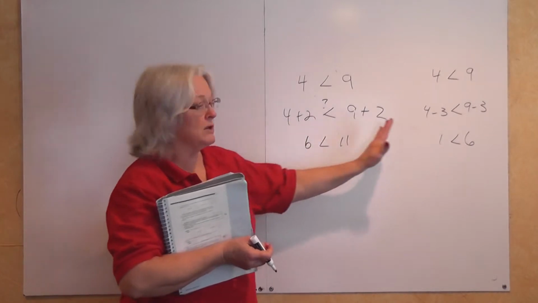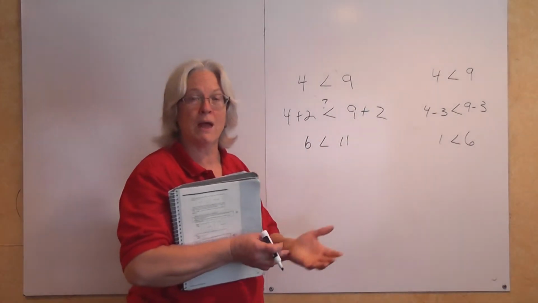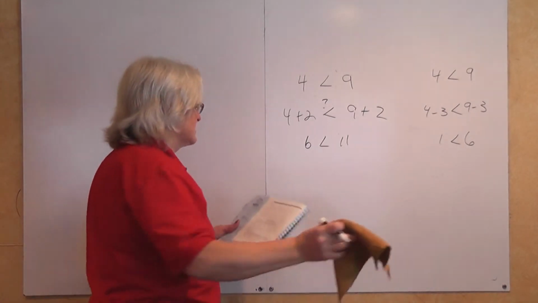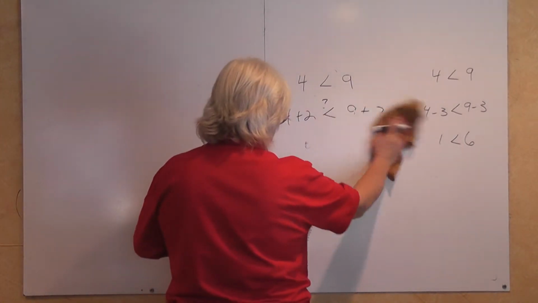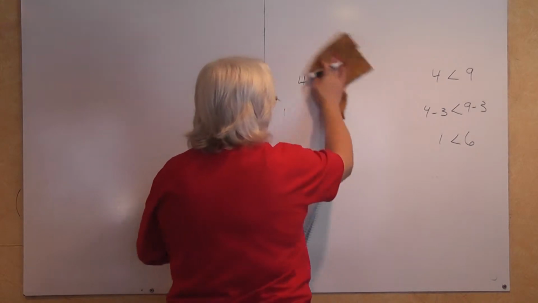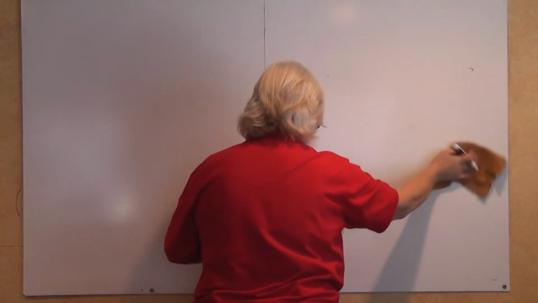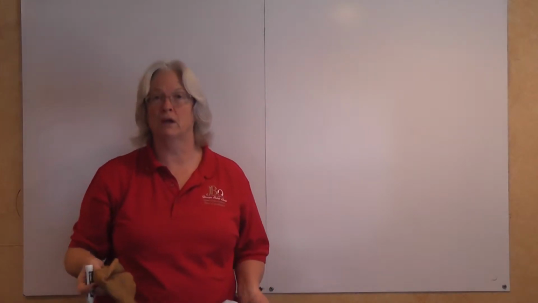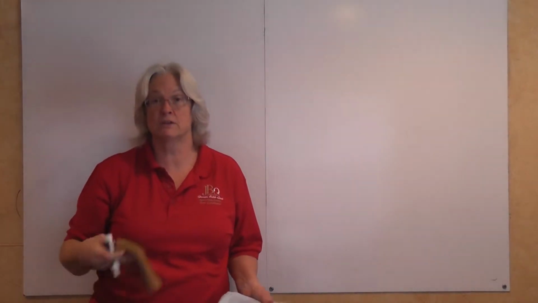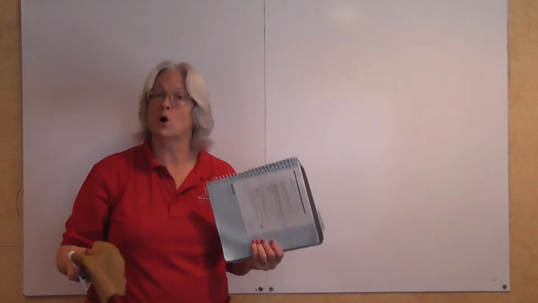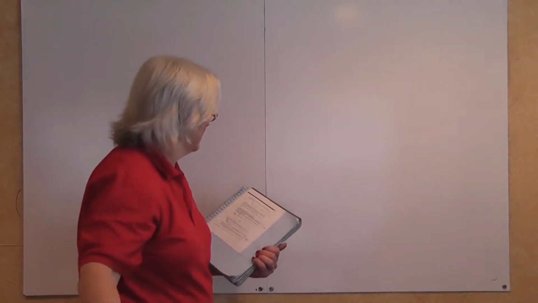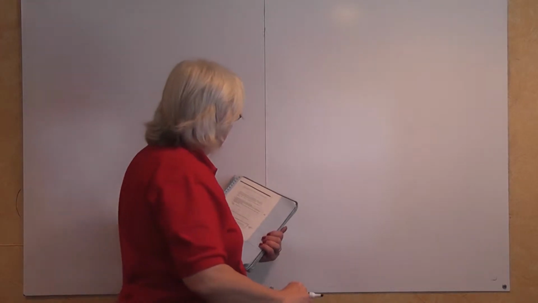So what we've illustrated here is that when you add or subtract the same number to both sides of an inequality, the direction of the inequality symbol doesn't change, and that's what they call the addition and subtraction property of inequality. And so it's something that's always true.